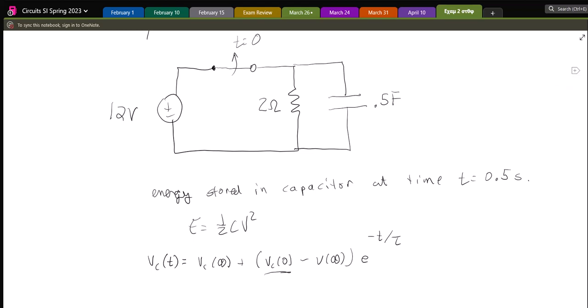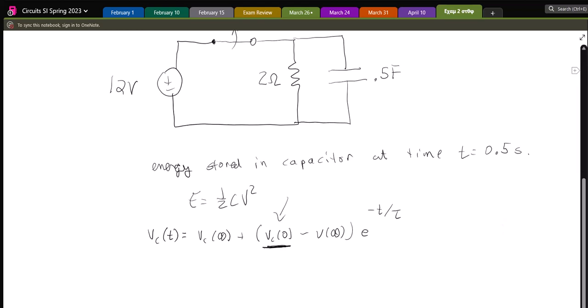And it's this Vc at 0 that I'm really talking about right now, because that's what y'all are having questions on. So, I have my circuit, I have two different circuits. I have one circuit before 0, and I have another circuit after 0. Which one do I use to find Vc of 0?